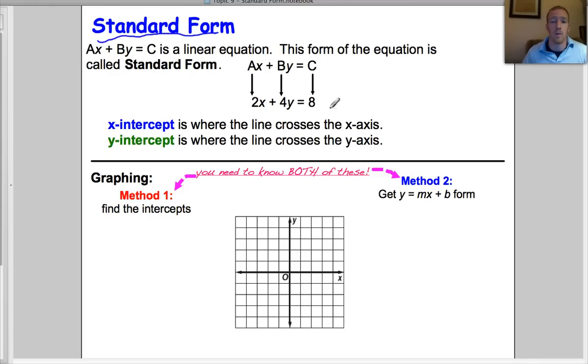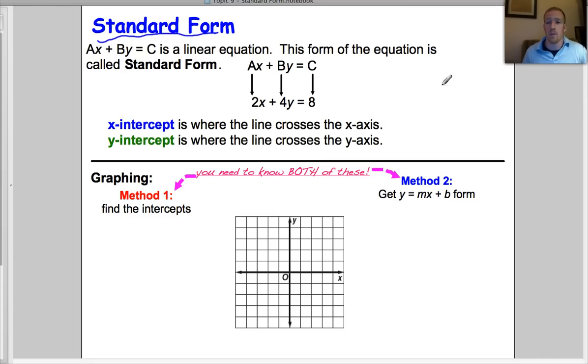Now we want to talk about the intercepts. That's where it hits the y-axis or the x-axis, and we can use that to graph, or we can take this form and transform it into slope-intercept form. And graph it the way we know how to graph something when it's in y equals mx plus b form. So there are two methods, and you're going to have to learn both. We want you to know how to do all of them.